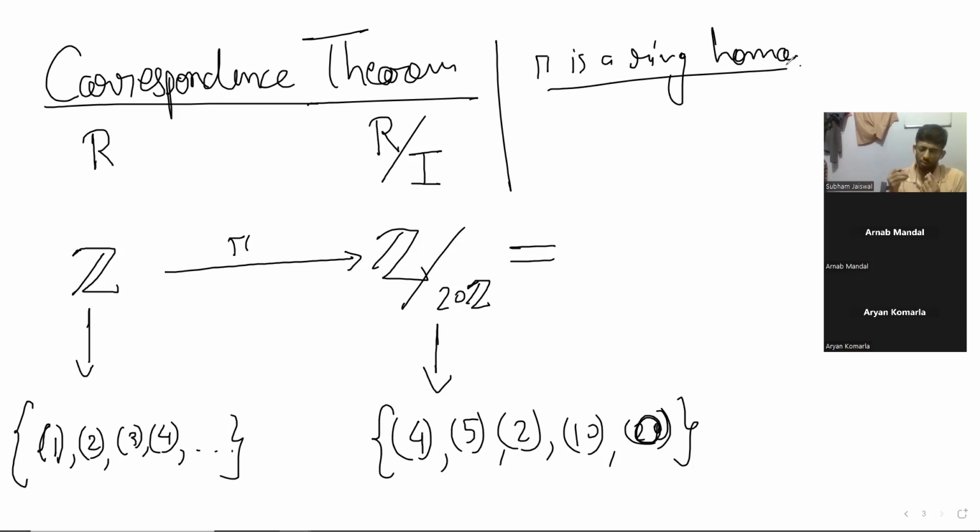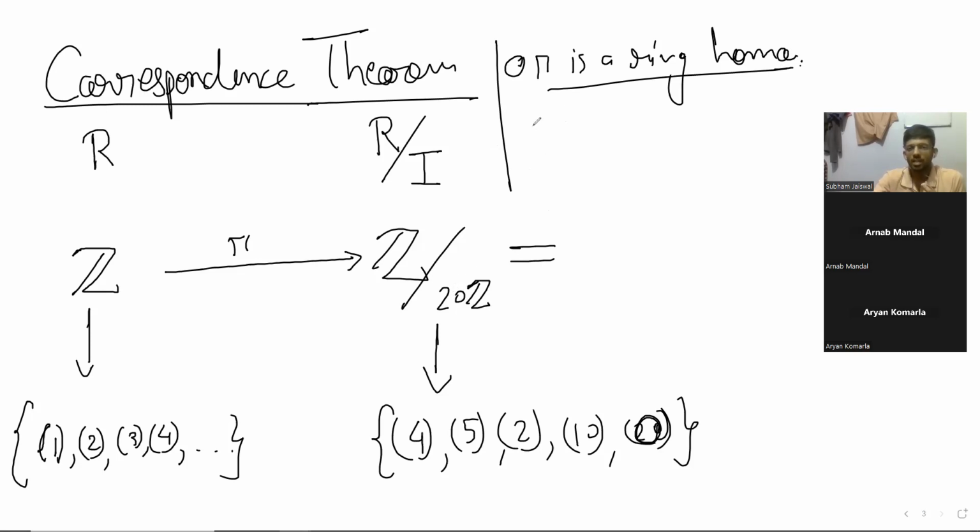I will also try to show some category theory point of view a little later. It's not there in Atiyah-Macdonald also, but we will do it. It will be useful. So pi is a ring homomorphism, which you should check, which we defined earlier.